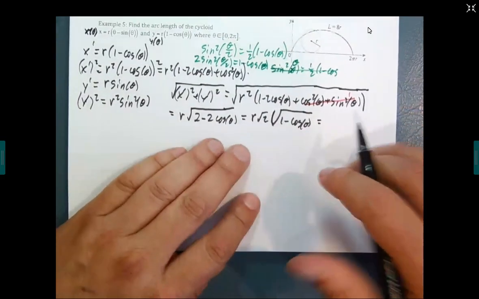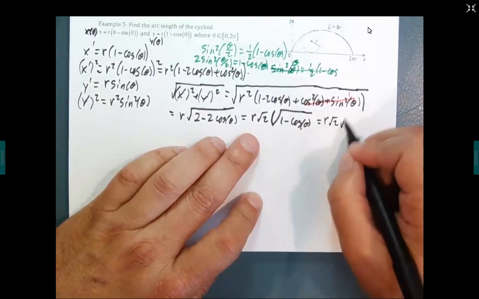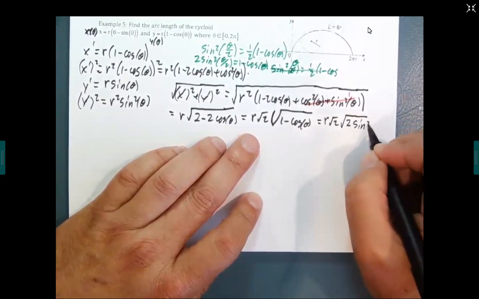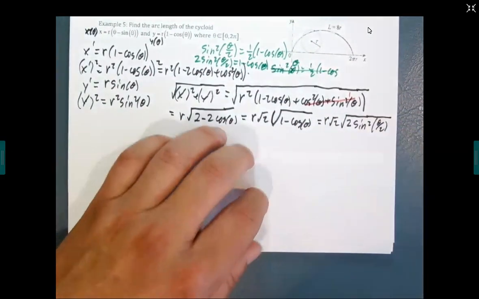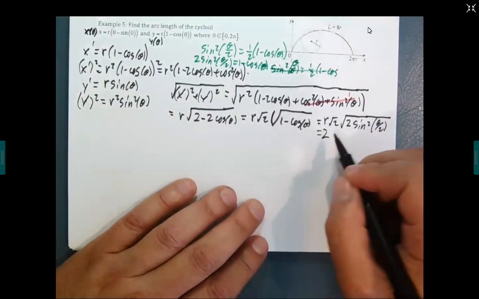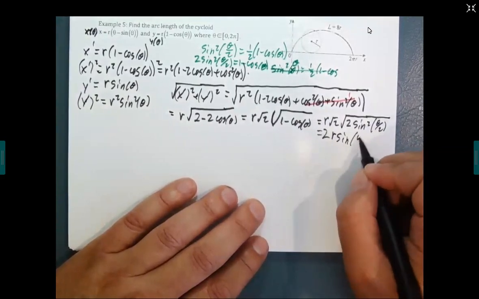So this becomes r root 2, then square root of 2 sine squared of theta over 2. And that root 2 times that root 2 just becomes 2r sine of theta over 2.